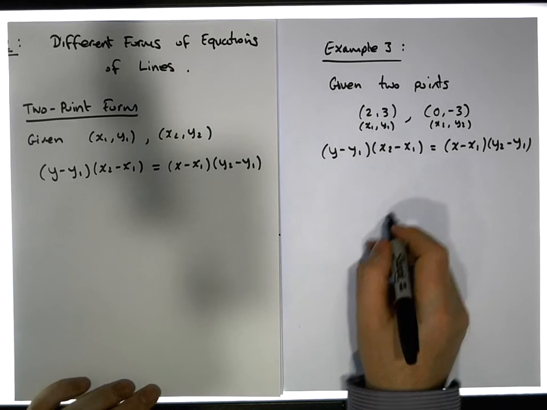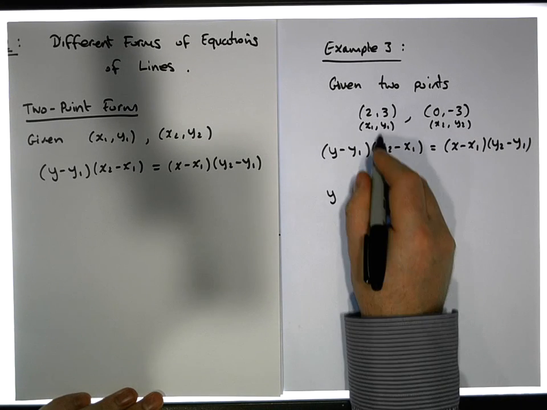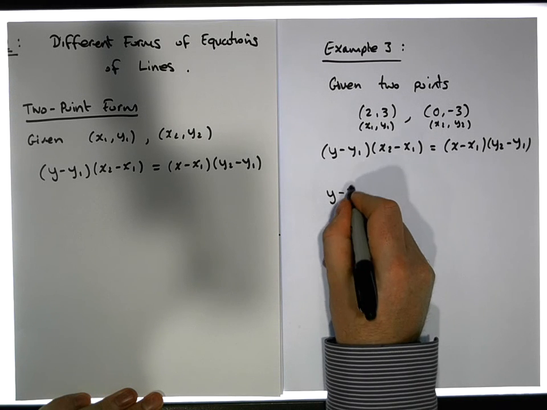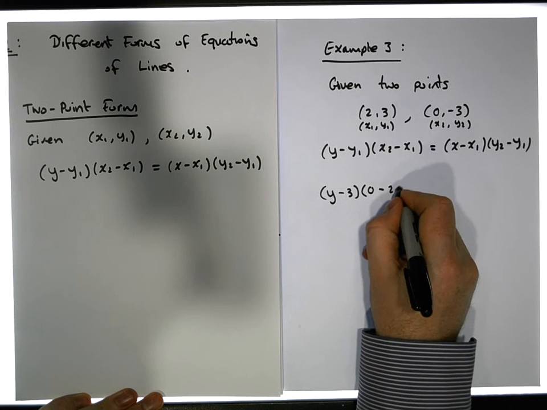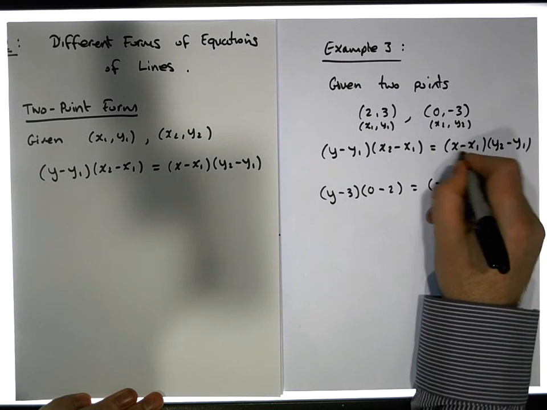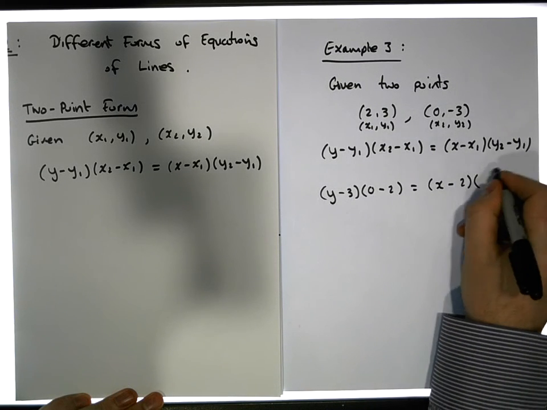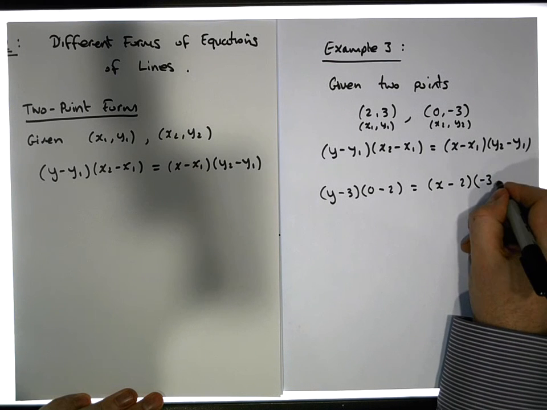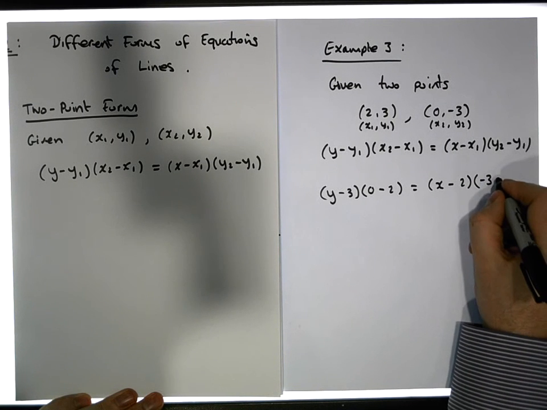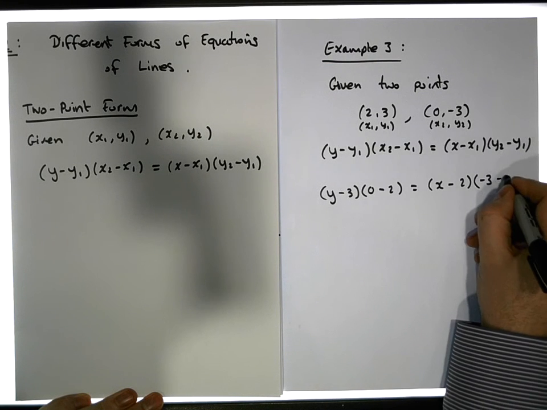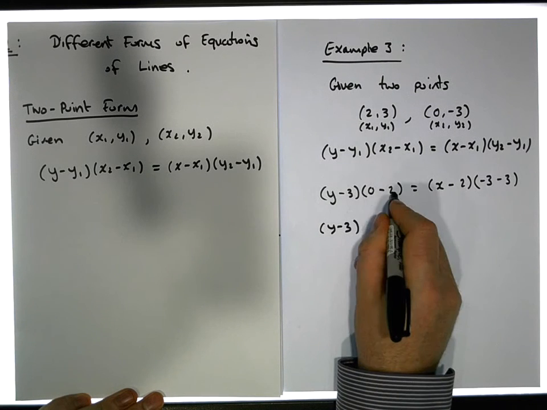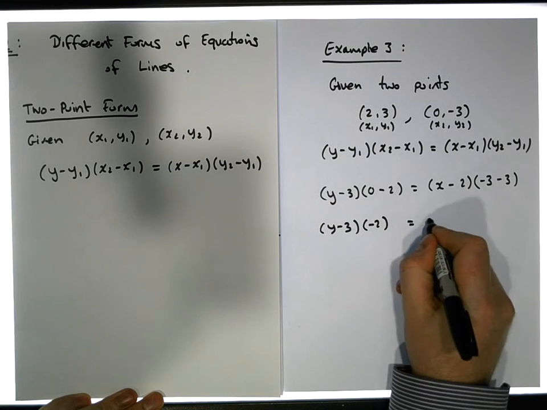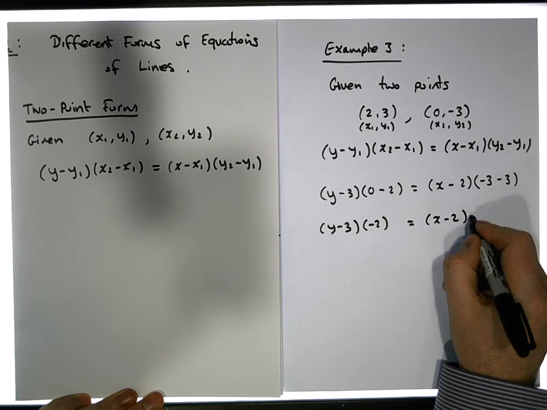So our equation of our line becomes y minus y1, which is 3, times x2, which is 0, minus x1, which is 2, must be equal to x minus x1, which is 2, times y2, which is -3, minus y1, which is 3. So let's see what we have here. This gives us y minus 3, and 0 minus 2 is times -2, must be equal to x minus 2, and -3 minus 3 gives us -6.